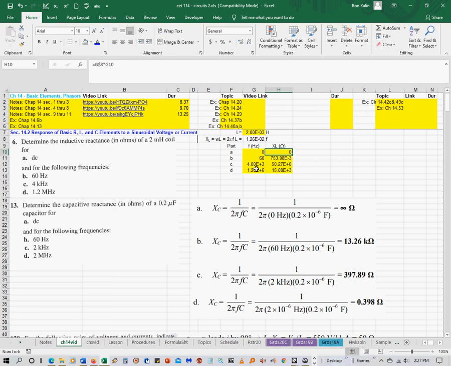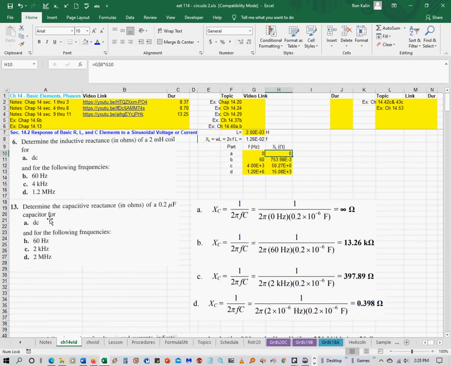So 4 times 10 to the third hertz. If we substitute that value in for F, X of L equals 50.27 ohms. And then part D is 1.2 megahertz. So X of L for that frequency would be 15.08 kiloohms.